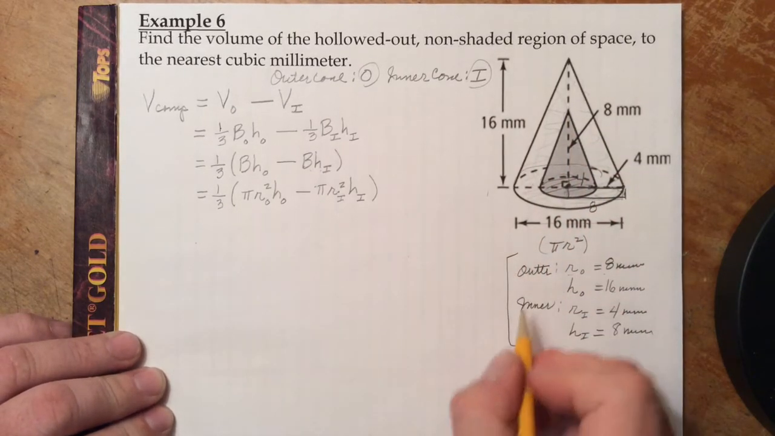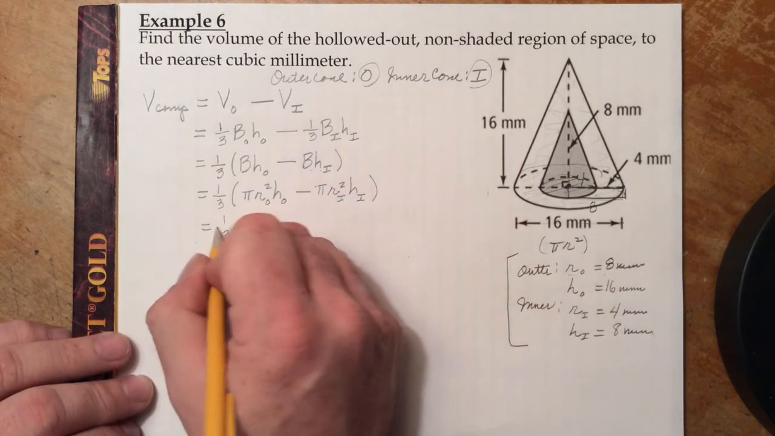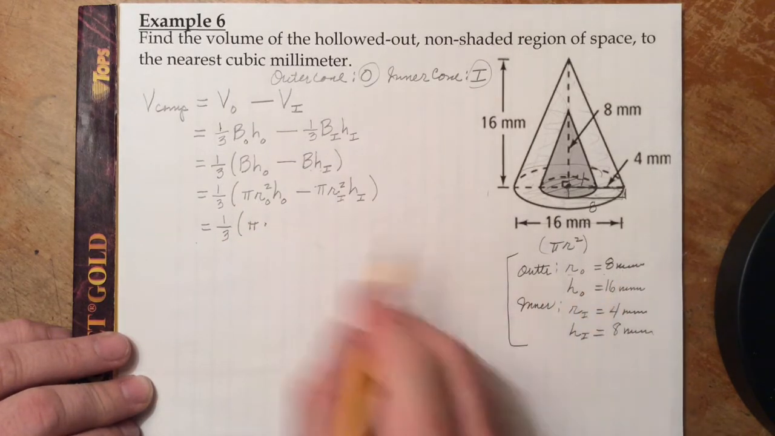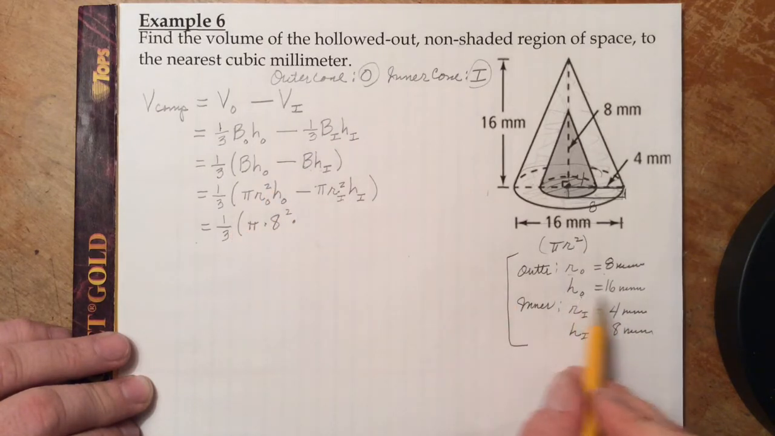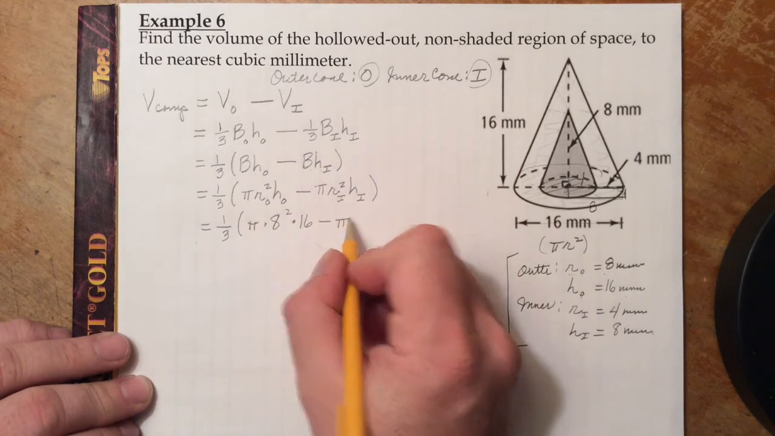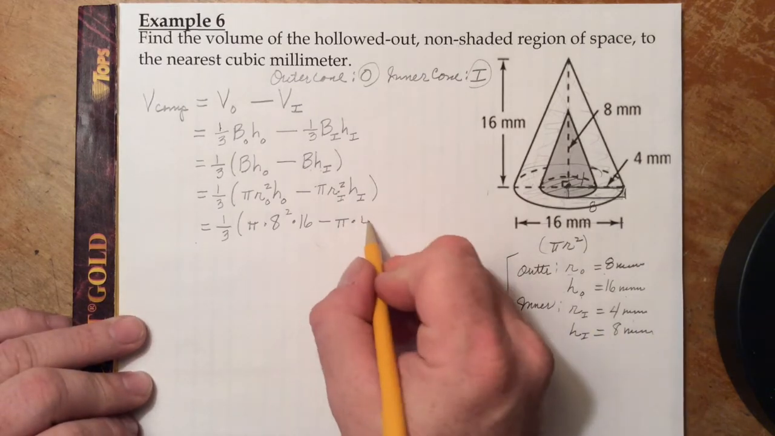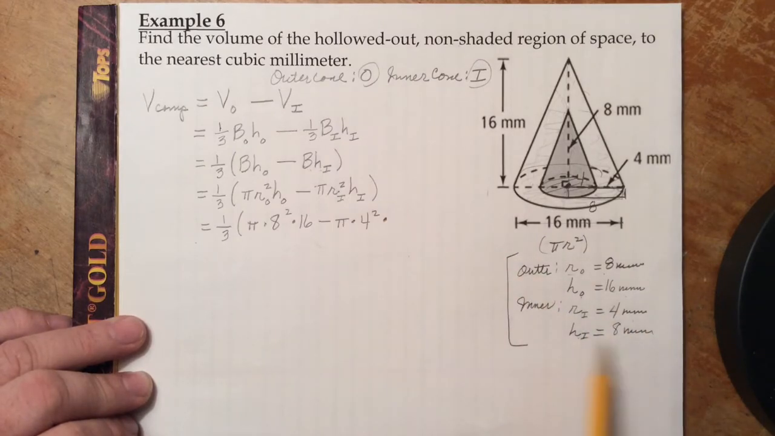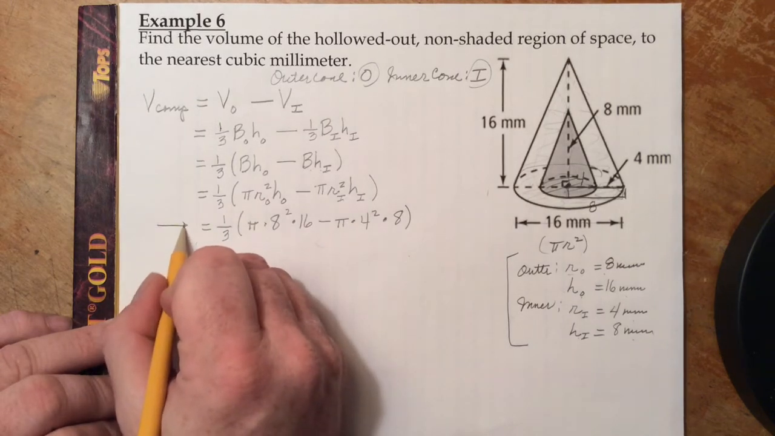Now that we have that straight and listed, we come back over here and start substituting in. We have 1/3 times pi times r sub O, which is 8 squared, times h sub O, which is 16, minus pi times r sub I, which is 4, and don't forget to square it, times the height, h sub I, which is 8. That's our substituted step.